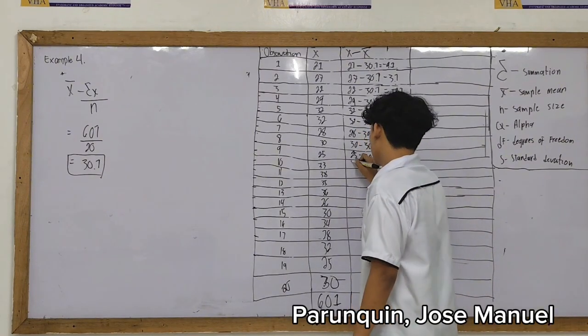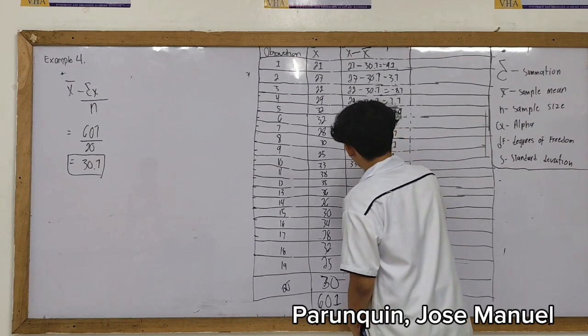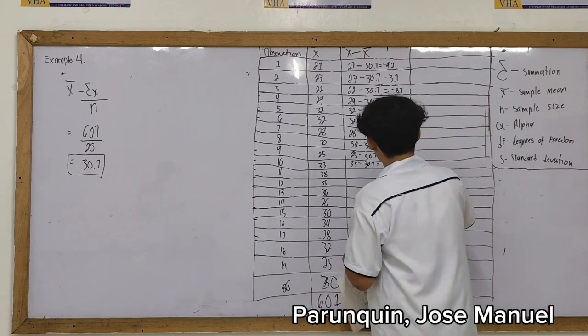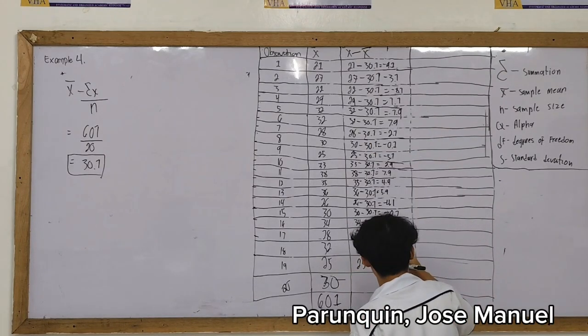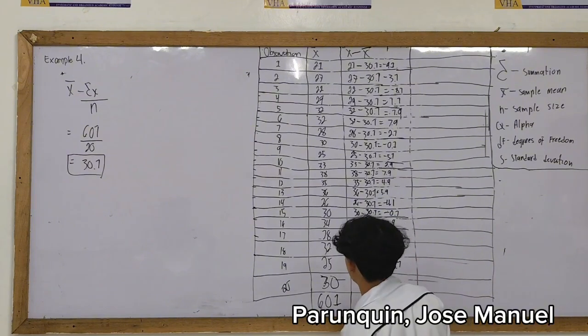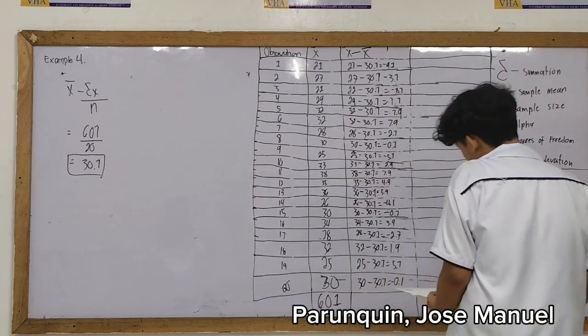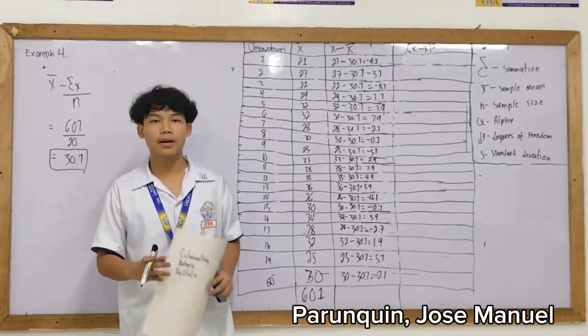So the next is 33 minus 30.1. 33 minus 30.1 will become positive 2.9. So the next is 30 minus 30.1 will become negative 0.1. In the fourth column, we square the third column by itself to get the final answer.